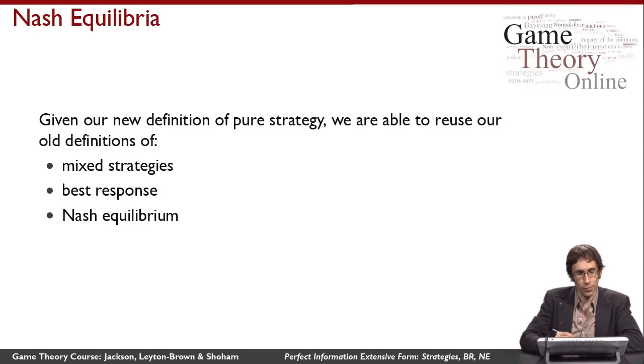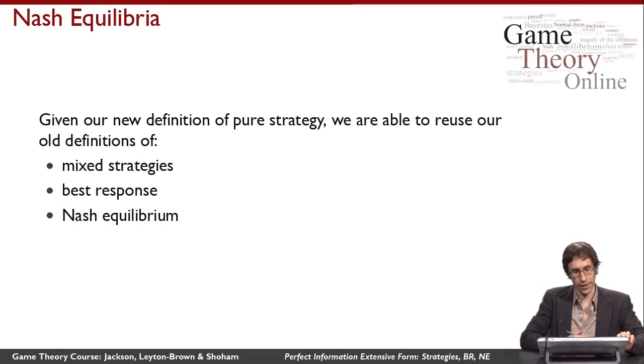Likewise, a best response in an extensive form game is a mixed strategy that maximizes expected utility given a mixed strategy profile of the other agents. So again, that's exactly the same definition we had in the normal form. Finally, Nash equilibrium is again a strategy profile in which every agent is best responding to every other agent. So all 3 of these concepts are really just the same as they were before.